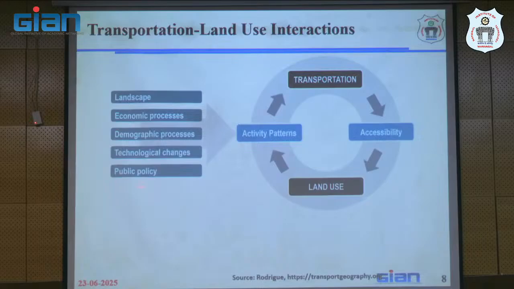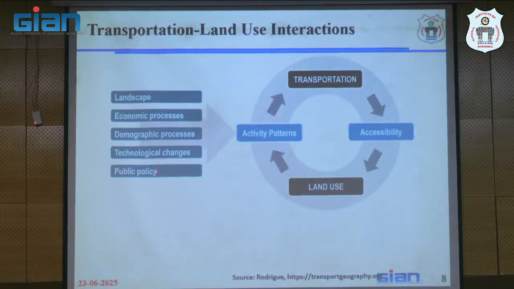in the public policy. That's what we have already discussed. Public policy is a very important factor which makes the change in activities or the kind of shift in the public transport system. Based on these factors, the activity patterns will change, and that may impact your transportation. That also indicates that accessibility to the particular system will change.